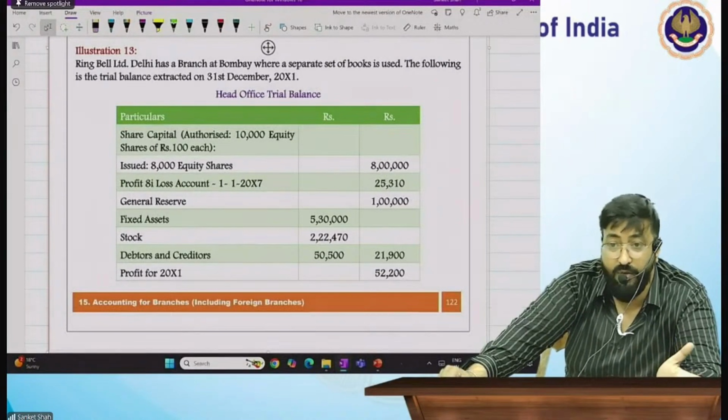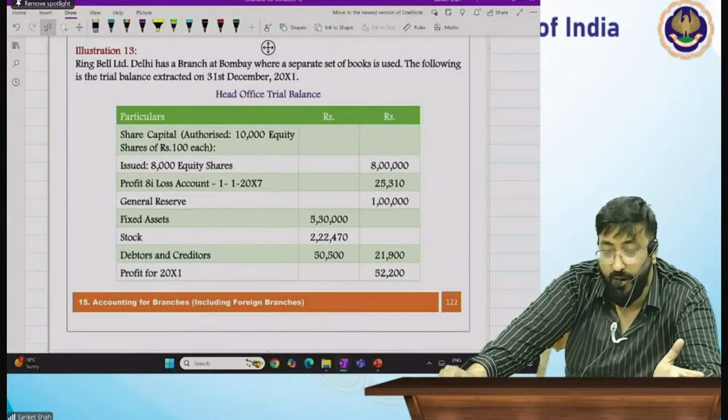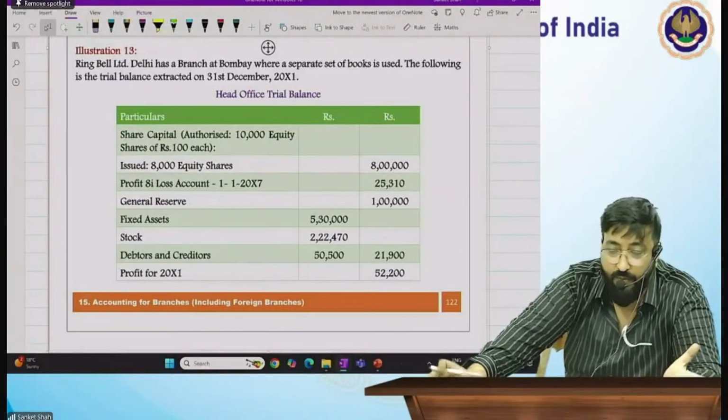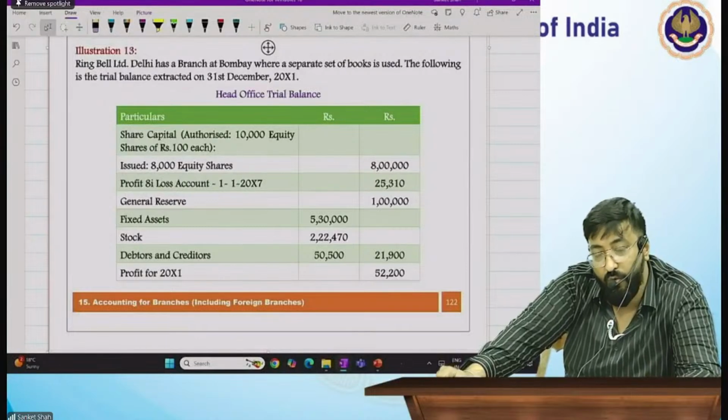Whenever there will be a revision for Costing, FM, Accounts, I will announce it on my channel. So you will understand that. That will be free of cost. So I will tell you about that also.